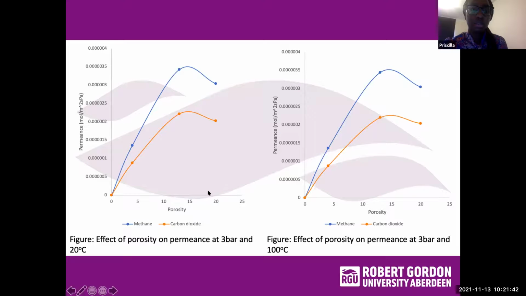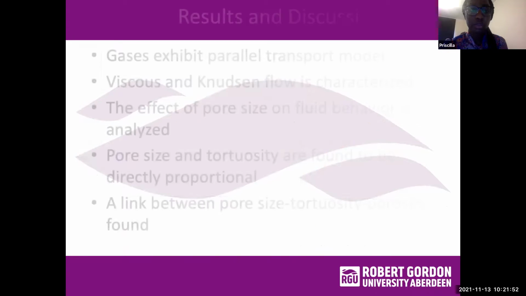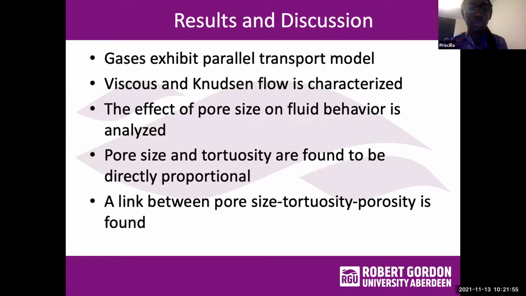We also found that as porosity increases, the permeance decreases. And we're able to get the relationship between porosity, tortuosity, and pore size. We found that pore size and tortuosity are directly proportional, and that there's a parallel transport mechanism, like I said, which is a mixture of viscous and Knudsen flow, and that the effect of pore size on fluid behavior is very important, as well as the porosity.